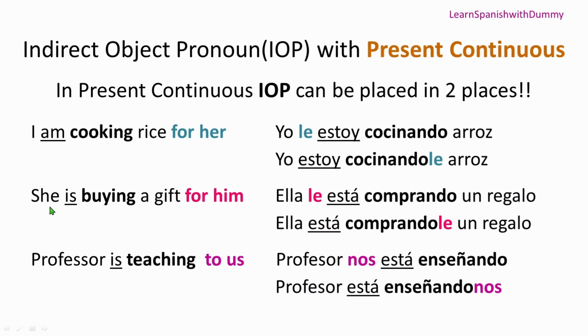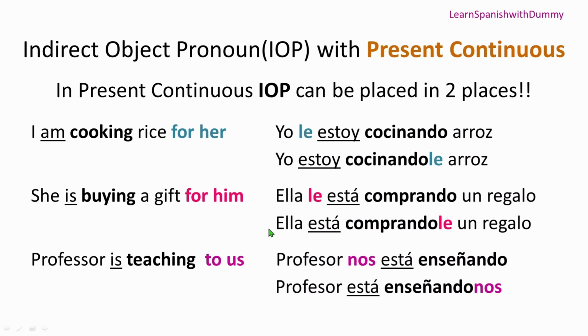Next is she's buying a gift for him. So you say ella le está comprando un regalo. Ella le está, comprando is buying. Ella le está comprando un regalo, a gift. Or you can attach the le to the second one, that's the present participle. So you can say ella está comprándole un regalo. Ella está comprándole un regalo.